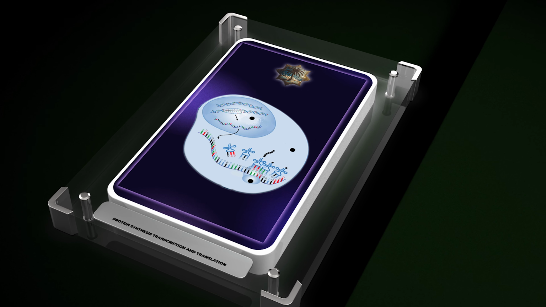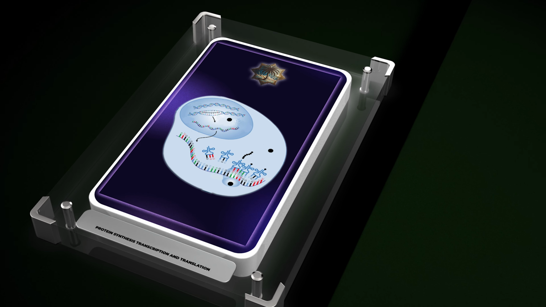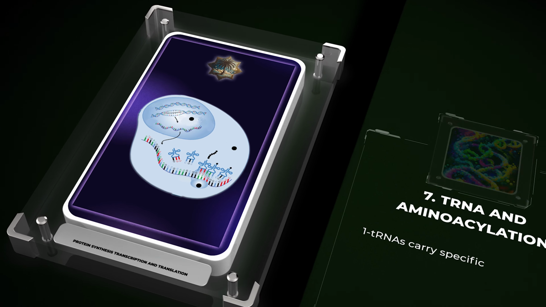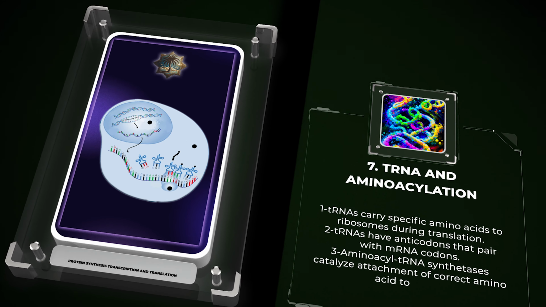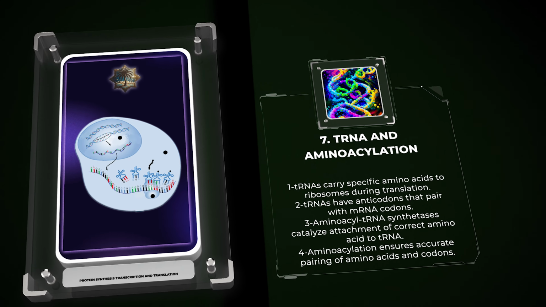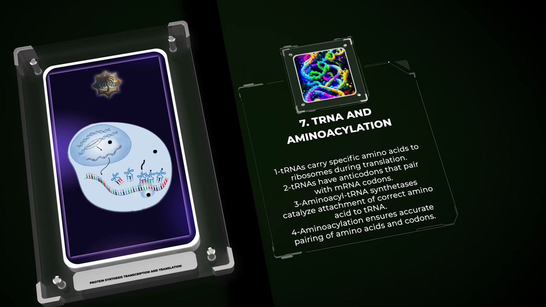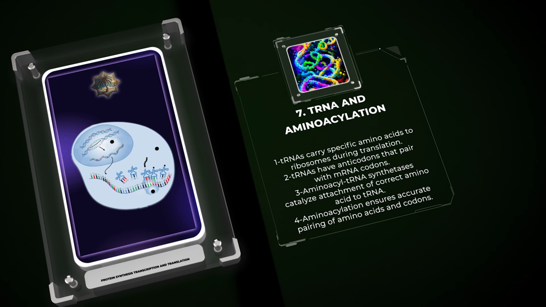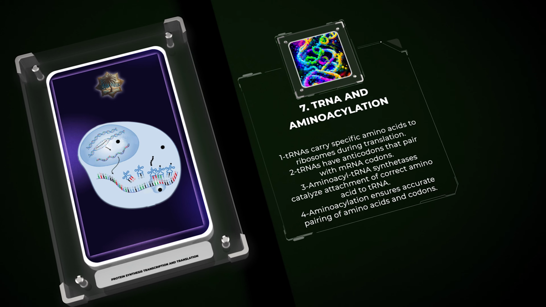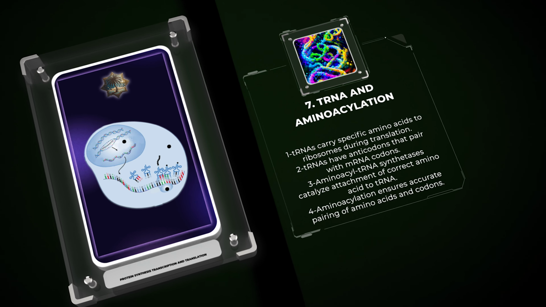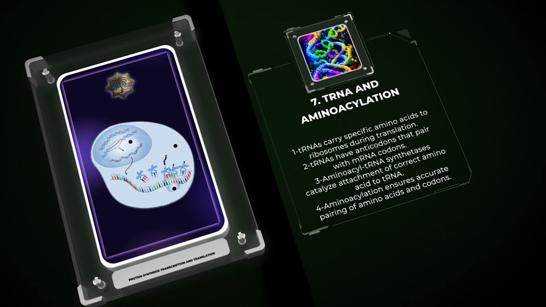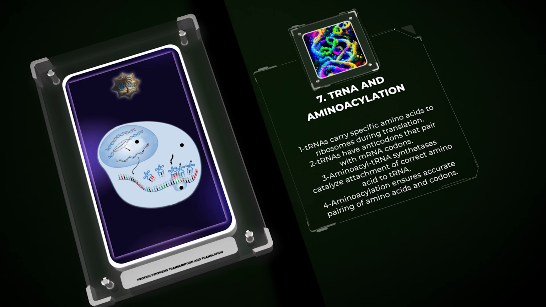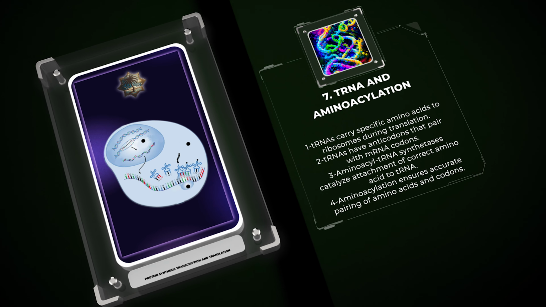Transfer RNAs, tRNAs, are small RNA molecules that carry specific amino acids to the ribosome during translation. Each tRNA has an anticodon, a 3-nucleotide sequence that base pairs with the corresponding mRNA codon. The attachment of the correct amino acid to the tRNA is catalyzed by aminoacyl tRNA synthetases, ensuring accurate pairing between amino acids and codons. This process is known as aminoacylation.